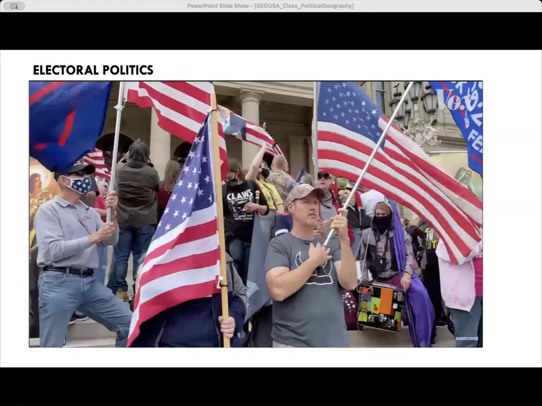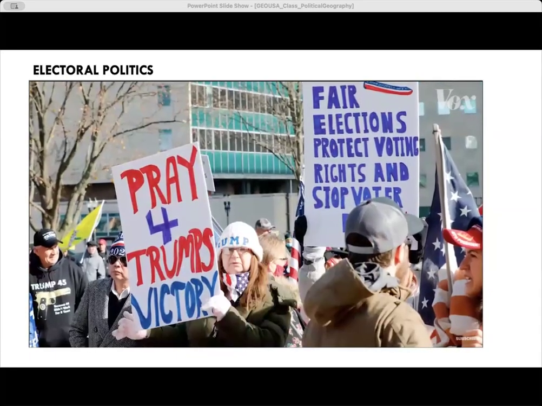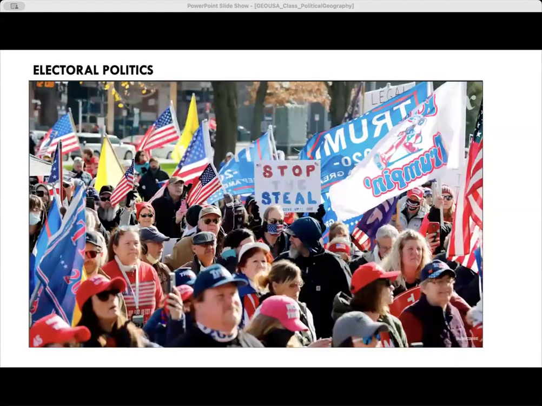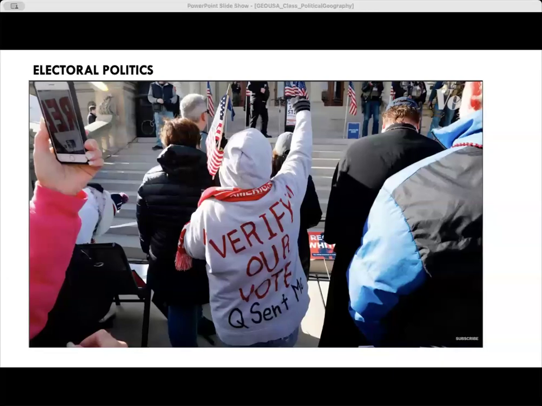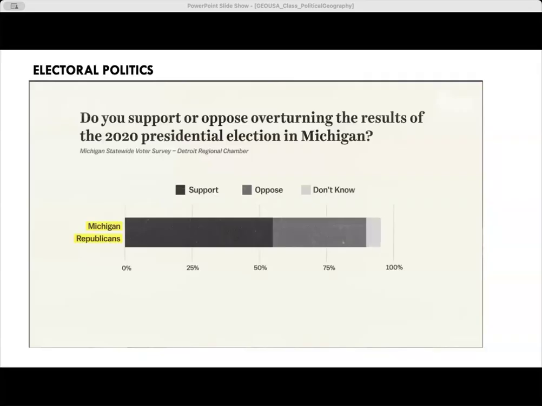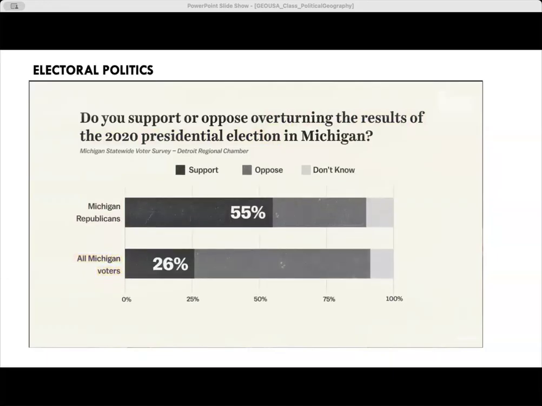The other big thing was something happening in the Michigan Republican Party. By the time 2022 gets around, the Trump wing of the Republican Party had taken over entirely. These are photos from a Stop the Steal protest at the Michigan State Capitol just after the 2020 election. By May of 2022, a poll found that a majority of Michigan Republicans supported overturning the 2020 presidential election. Among Michigan voters as a whole, though, only around a quarter agreed with that. But Republicans running for statewide office in 2022 largely endorsed that idea.